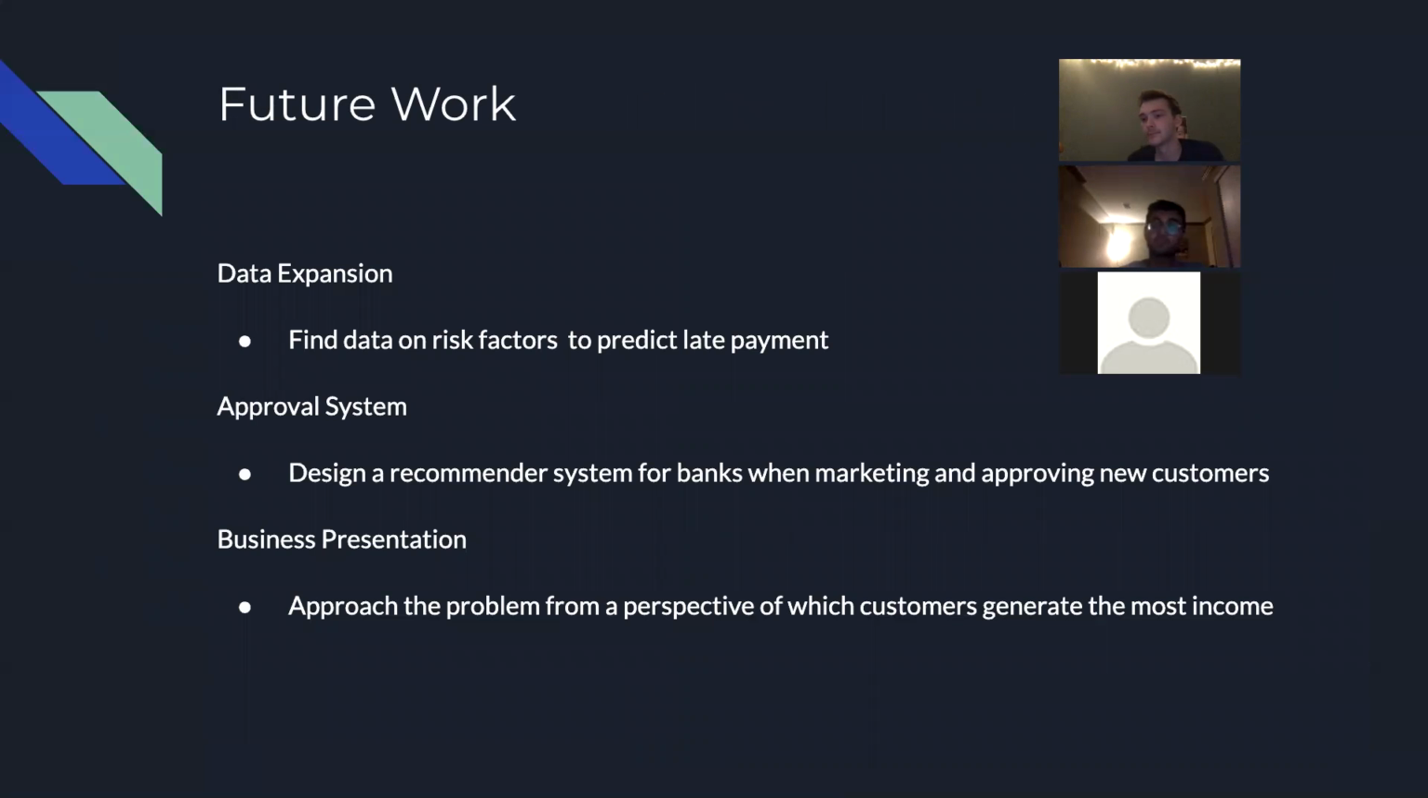And in terms of future work, we can join in new data to predict things like risk, and create an approval system for recommending who should be getting a credit limit and what value. And we can look at more business data like profit.